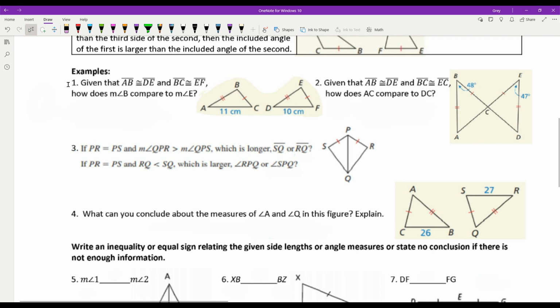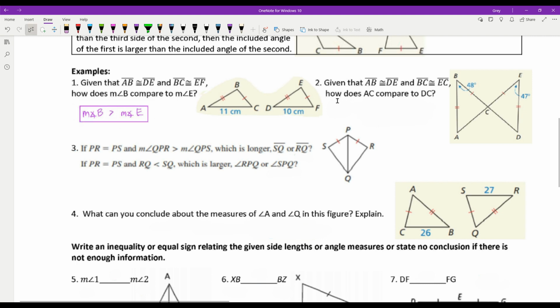Anyway, all right, so examples. Given that segment AB is congruent to segment DE and segment BC is congruent to segment EF. So basically, they're telling us we got two sides of one triangle congruent to two sides of another triangle. And they're telling us the third sides are not congruent. So how do the two angles opposite those sides compare? Well, angle B is opposite 11, angle E is opposite 10. So that tells me that angle B has to be larger than angle E.